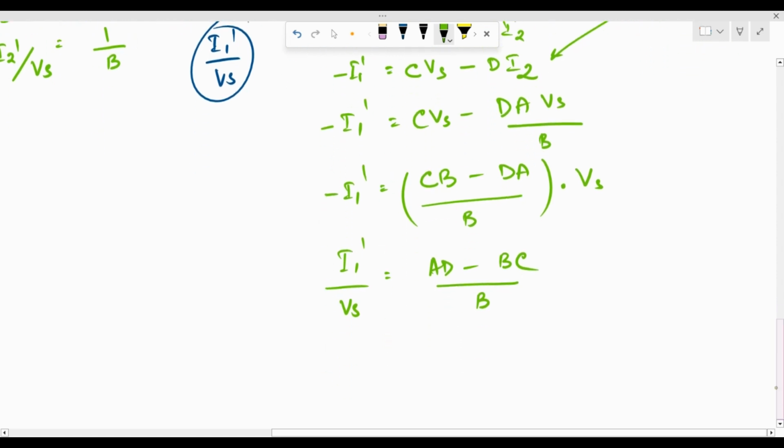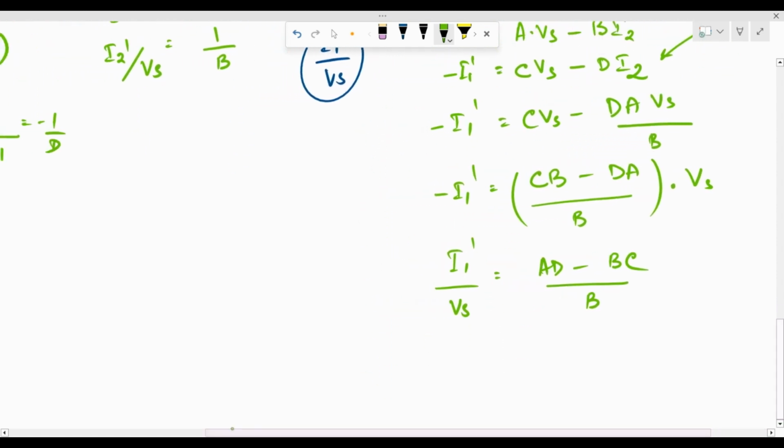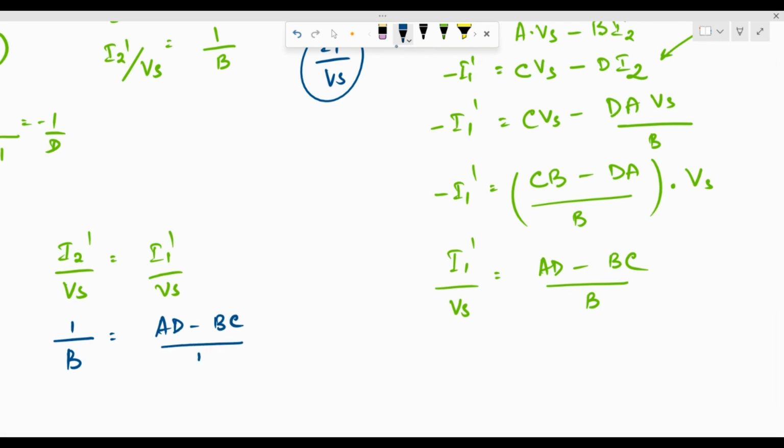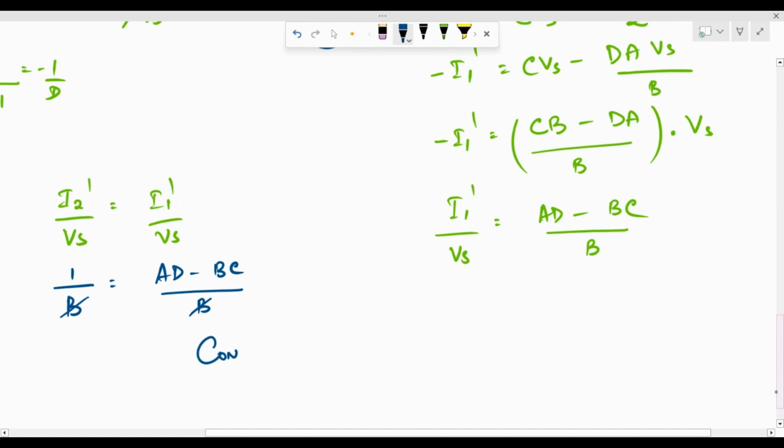So in order to say that the circuit is reciprocal, I just need to say I2 dash by Vs is I1 dash by Vs. So for the same kind of excitation on either ports, I'm going to be injecting the same amount of current, which means I can say 1 by B is equal to AD minus BC by B, cancelling out the denominators in both the cases. My condition for reciprocity, therefore, becomes AD minus BC is equal to 1.